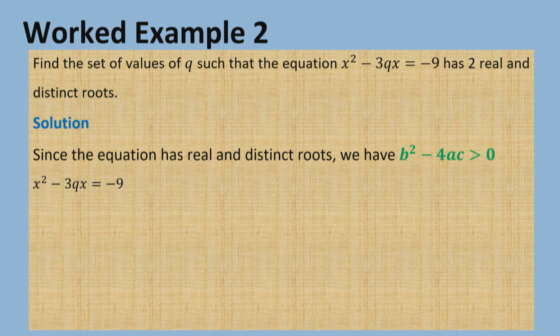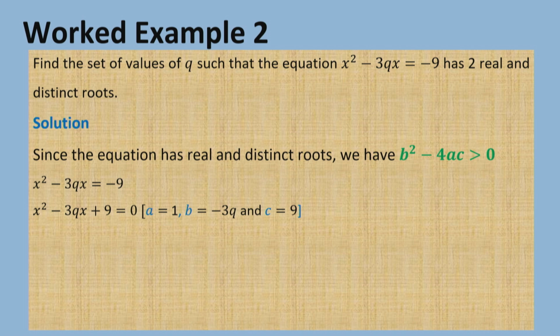Now, just be careful here. Why do we need to be careful? Because the equation is not equal to 0. So how do we do it? Well, we make it equal to 0. How? You just move the negative 9. So we are going to get x squared minus 3qx plus 9 equals 0. Therefore, a will be equal to 1, b equals minus 3q, and c equals 9.